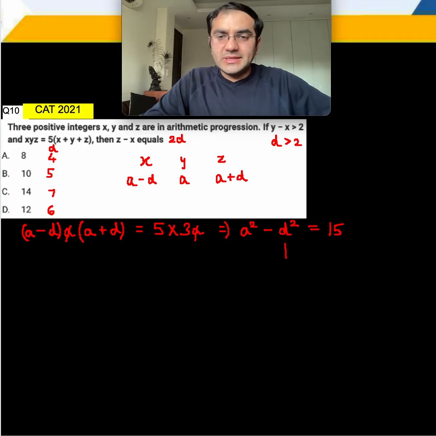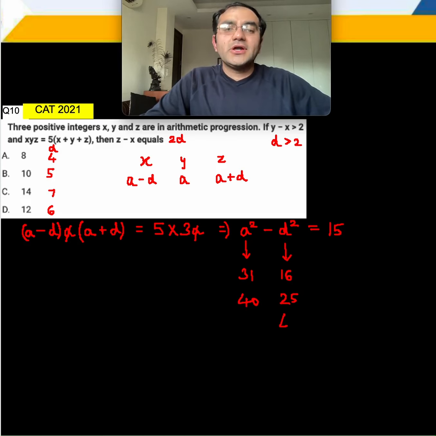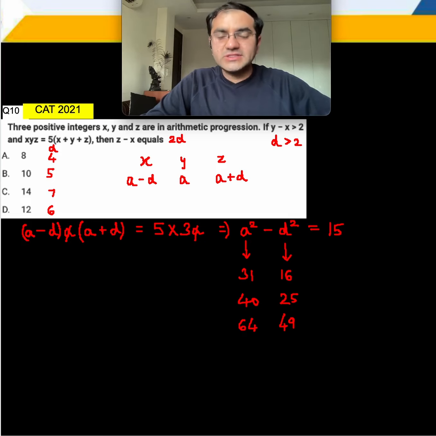So let me substitute over here. If d is 4, d square is 16. A square becomes 16 plus 15, that's 31, but not a perfect square. Then 5 square, 25 according to B option. 25 plus 15 is 40. A square is 40, not a perfect square. Third option, 7 square is 49. 49 plus 15 is 64. 64 is a perfect square. Your answer has to be option number C, but you can check D also.